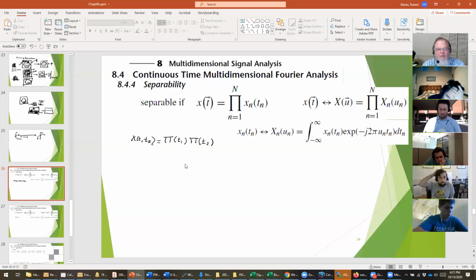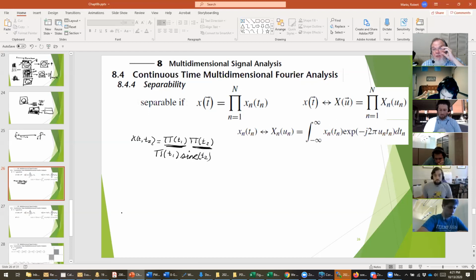This is a separable function because the function with respect to t1 is totally separate from the function of t2. They're separable functions. We could also have something like pi of t1, they don't have to be the same function, times the sinc of t2. Pi of t1 times the sinc of t2. This is separable also because it's two one-dimensional functions which are multiplied together. Let me tell you how I like to think of one-dimensional functions in two dimensions.